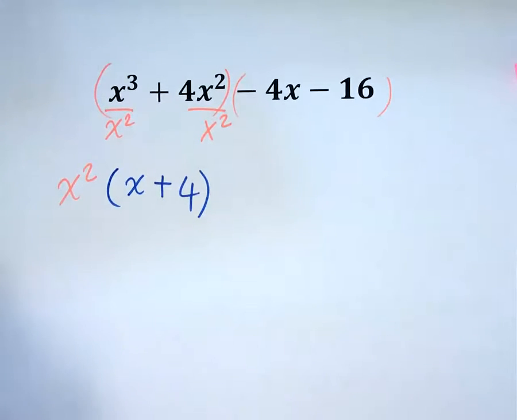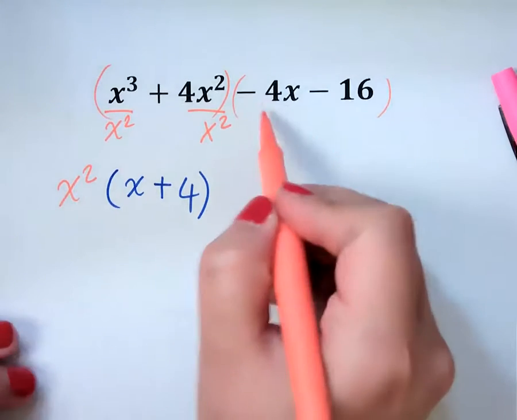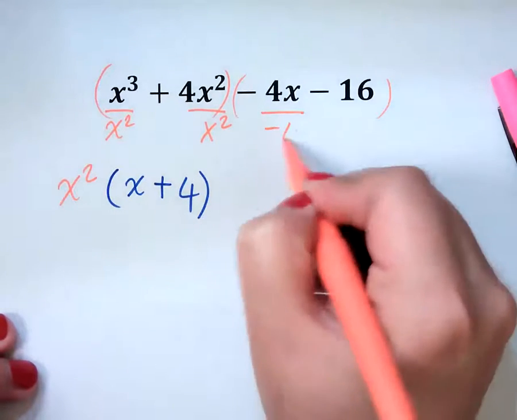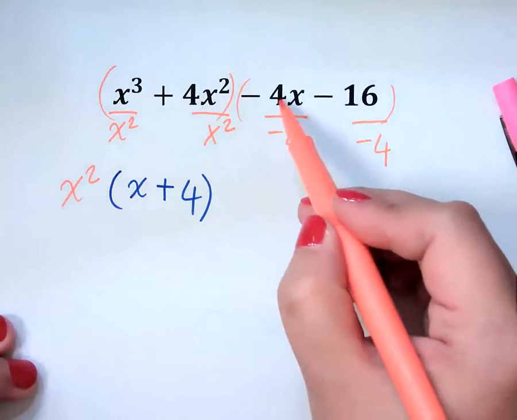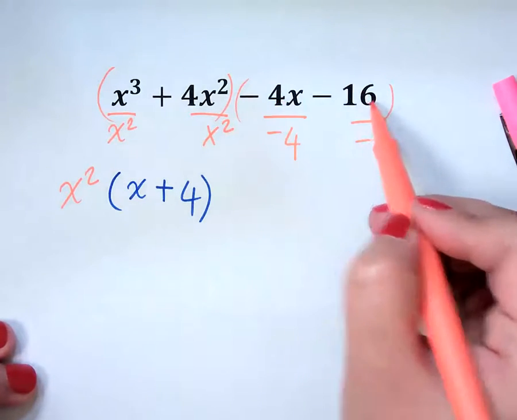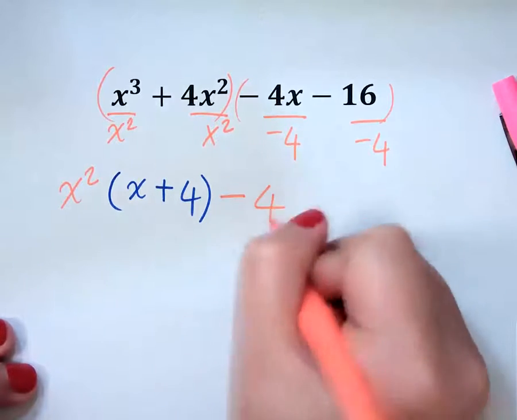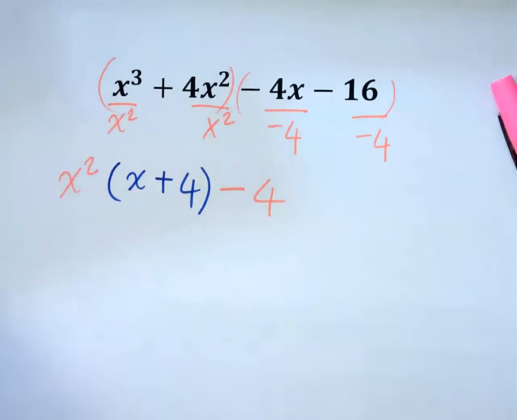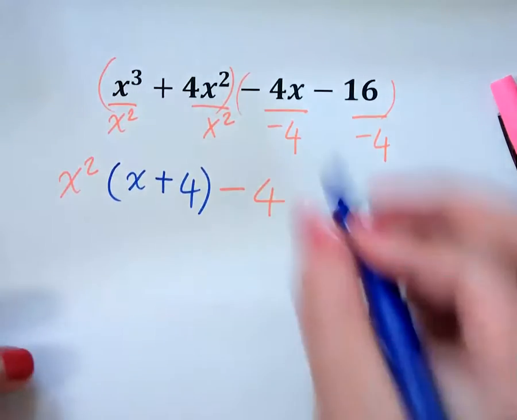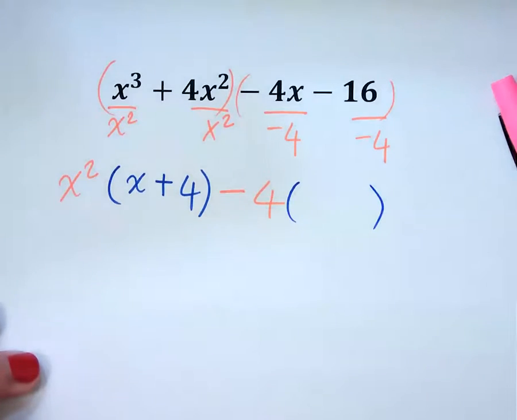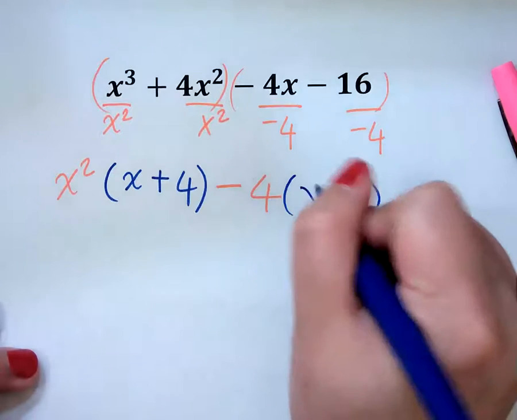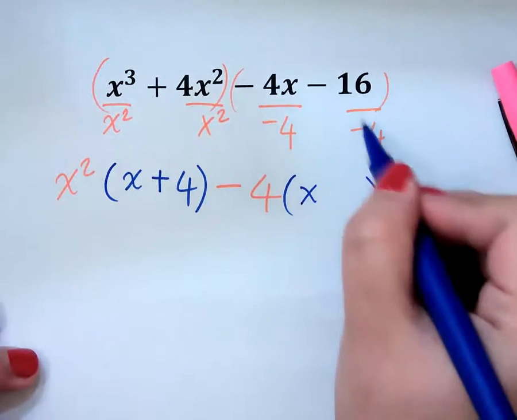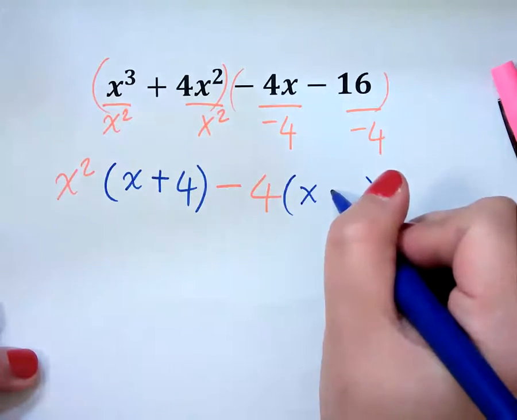Second one, we're going to have negative 4x minus 16. Well, because it's starting with a negative, we've got to factor out the negative. The 4 goes to negative 4. The 4 goes to 4 and 16. So we're going to factor out the negative 4, like that. Then we're going to divide them up. Negative 4x divided by negative 4 will give us x. Negative 16 divided by negative 4 will give us positive 4.